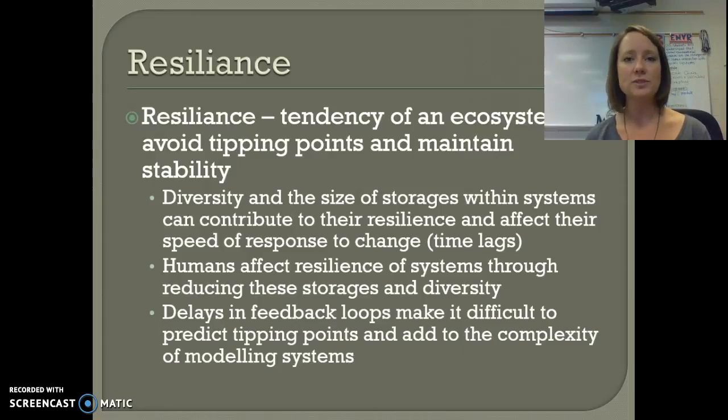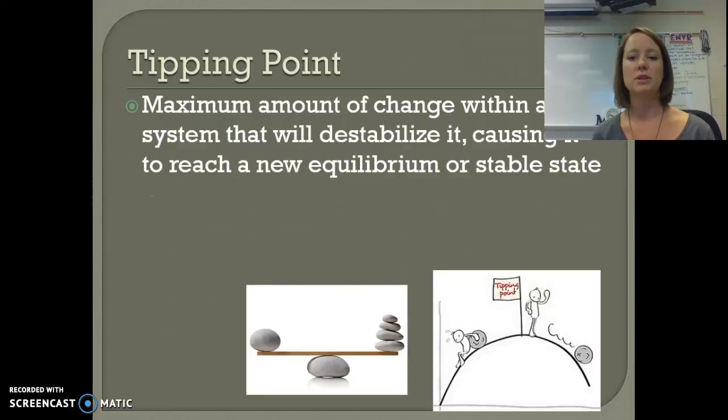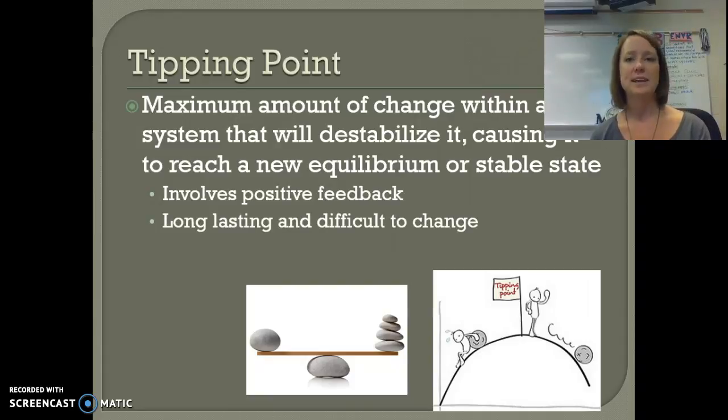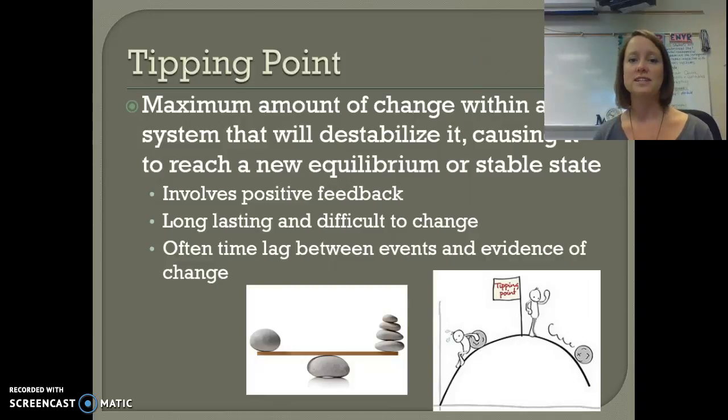Oftentimes there are delays in feedback loops, when the time from when there's an input to when there is a response is often too late to be able to take care of it before the tipping point is reached. Also, we talked about how modeling systems often simplifies, and so we're not taking into account the complexity. So tipping point is the maximum amount of change that will destabilize a system. So either it causes it to reach a new equilibrium or a new stable state. So positive feedback is what drives a system to its tipping point, and usually it's long-lasting and difficult to change. And then, as we said before, there's a time lag between the actual event and the evidence of the change, so a lot of times it's too late to actually do something once you've reached the tipping point.